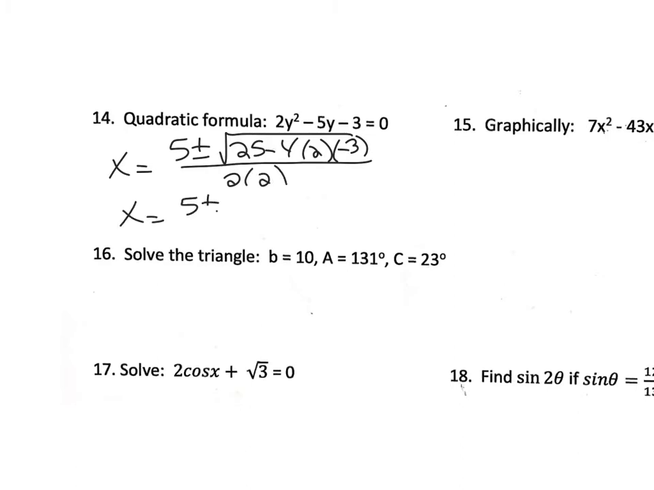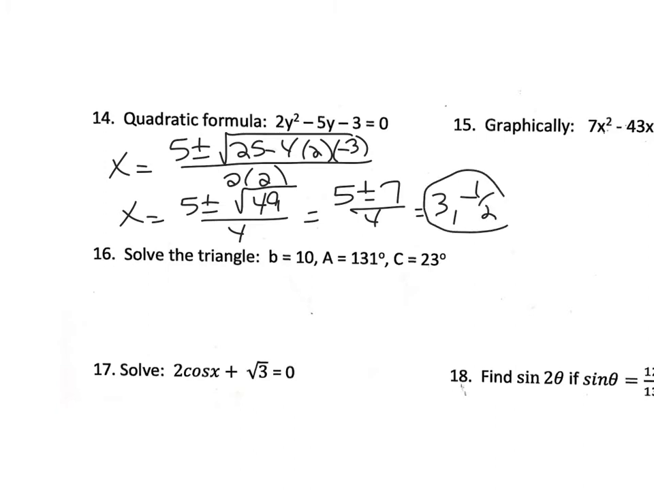Work out the radical first. Inside the radical is 25 minus 4 times 2 times 3. That becomes, let's see here, 25 minus 24, that's 49 inside, over 4. Now 49 is a square root that we know this time, so I'm going to say 5 plus or minus 7 over 4, and then work that out. 5 plus 7 is 12 over 4, which is 3. 5 minus 7 is negative 2 over 4, which would be negative 1/2. I think if you multiply those two answers together, you get negative 3/2.